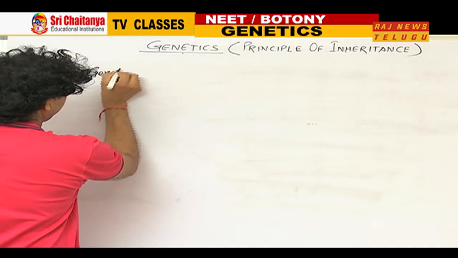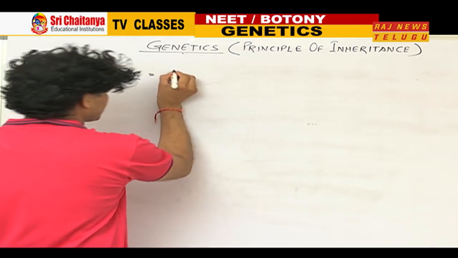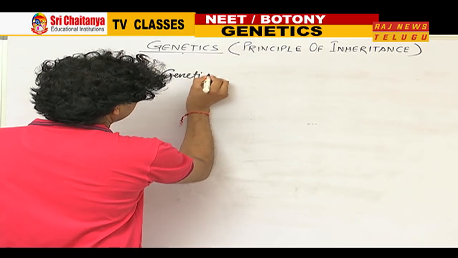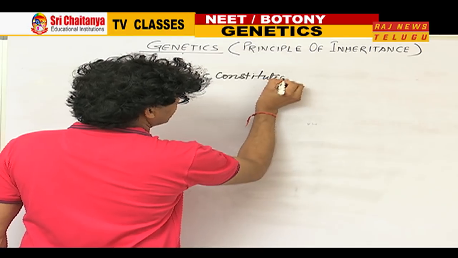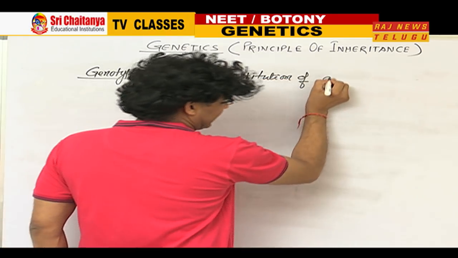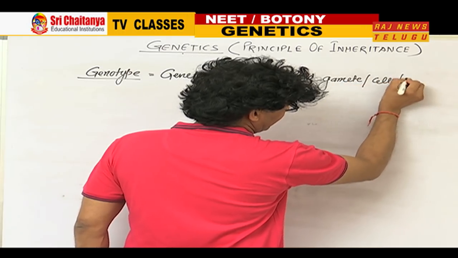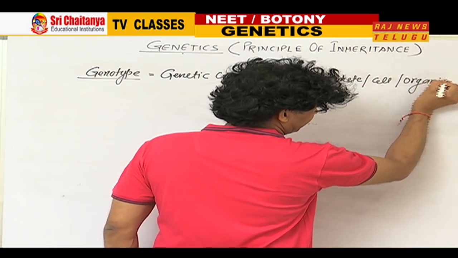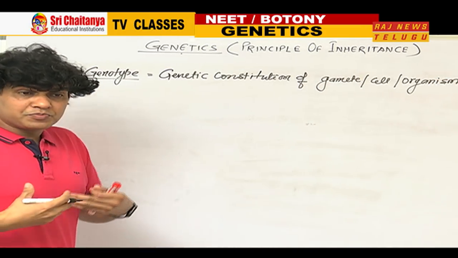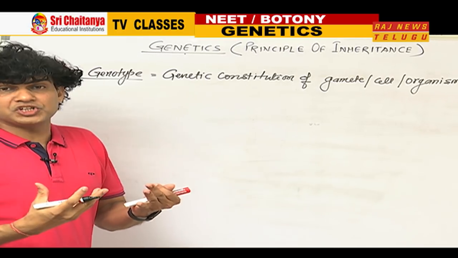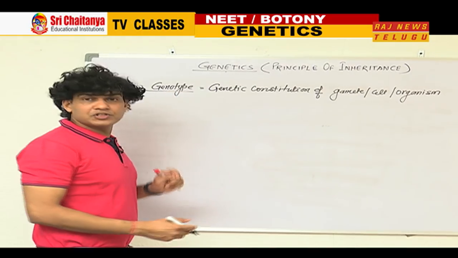Genotype. Genotype means genetic constitution of any gamete or any cell or an organism, whatever. Any cell or any gamete or any organism carrying a set or combination of genes, that set of the genes, that combination of the genes is known as a genotype.